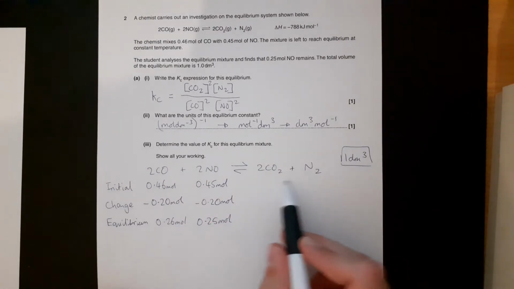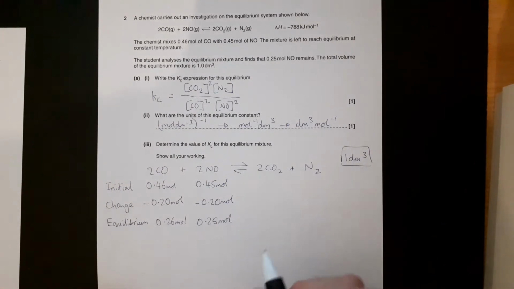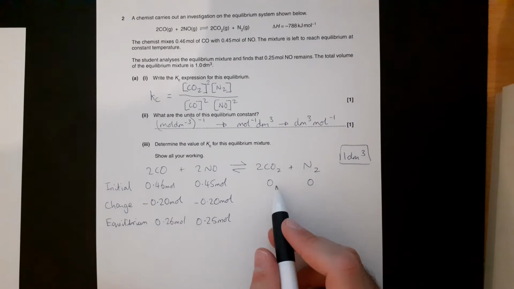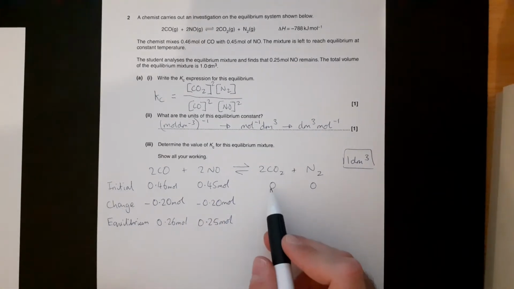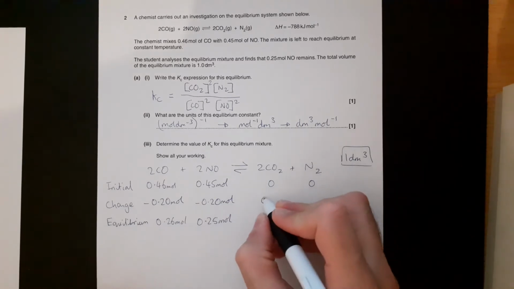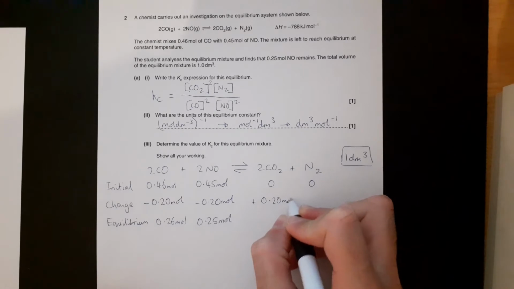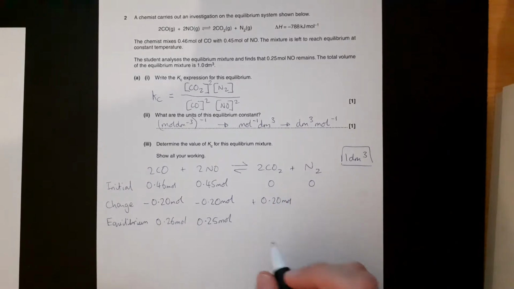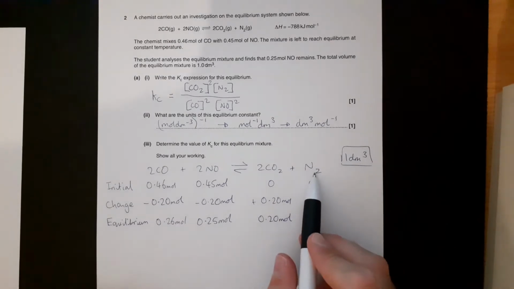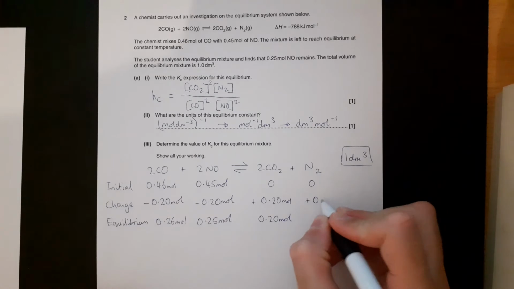It didn't tell us how much of these we had initially, so we have to assume that we had none. That's usually the case; they'll tell you otherwise. And so again, we're now going to apply the ratio. We've got a 2-to-2-to-2 ratio, so it should be the same value, but because it's a product, it's going to be plus 0.2. We can't go any lower than 0, can we? So we're going to end up with 0.2 moles at equilibrium. But here we need to be careful because it's 2-to-2-to-2 to 1, so this is only going to be plus 0.1.